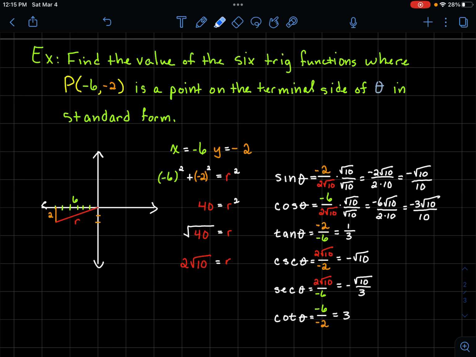So there is how you can use the Pythagorean theorem and all the trig functions to find the trig values for all points within the Cartesian plane. You can use the x over the r, the y over the r, the y over the x, and the reciprocals.